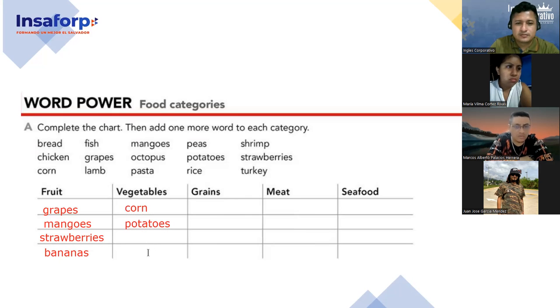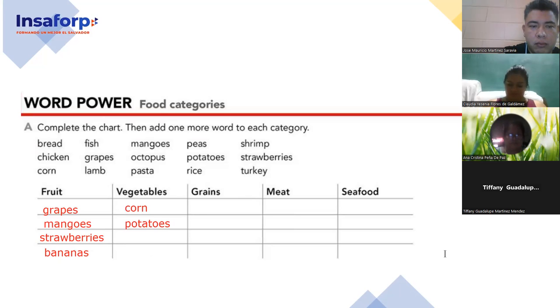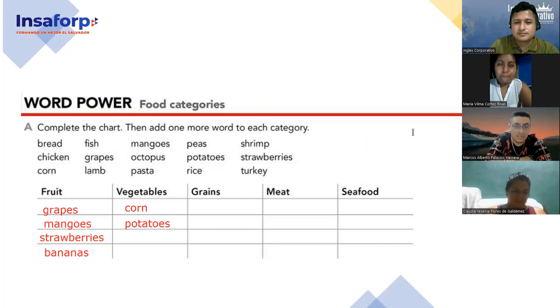I don't know what lamb means. Oh, lamb is an animal or is it a vegetable? Claudia, do you think lamb here is an animal or a vegetable? That is an animal. Exactly. So that is an animal. Okay. Vegetables.